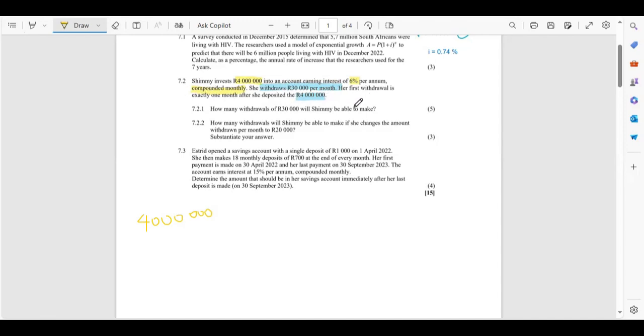Now, the first question that you need to ask yourself is, remember, there are three types of questions. One, is it a simple interest question? Two, is it a compound interest question? Remember the formulas for simple interest and compound interest. Thirdly, is this an annuity? And what is the definition of an annuity? An annuity is a series of equal payments, but not only payments, it could also be withdrawals.